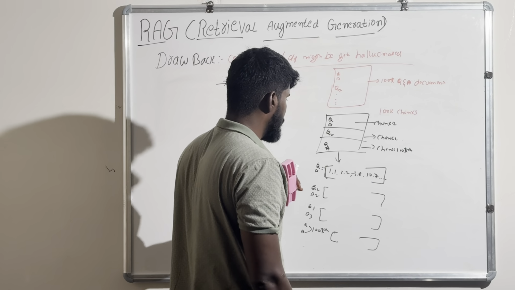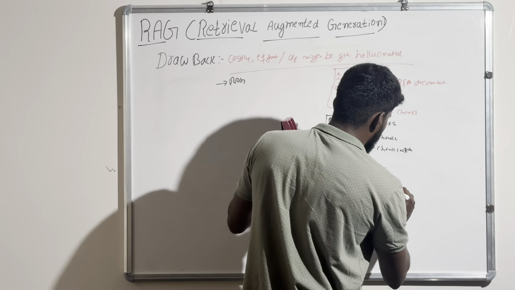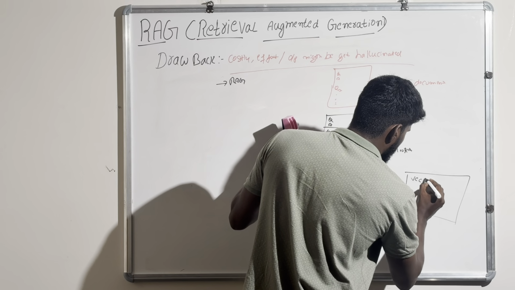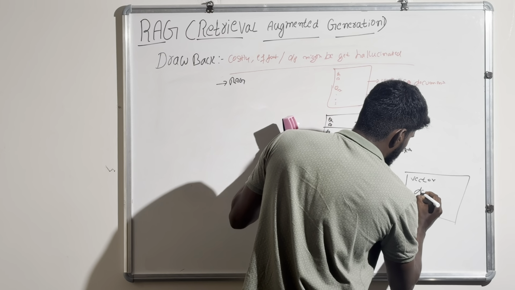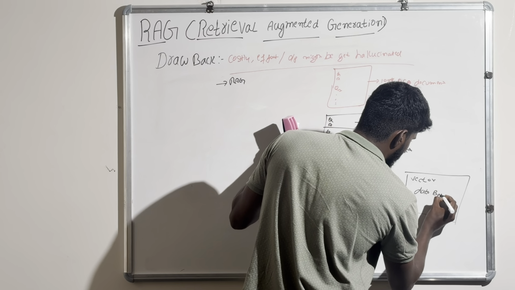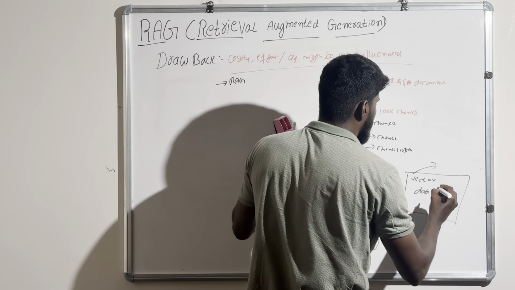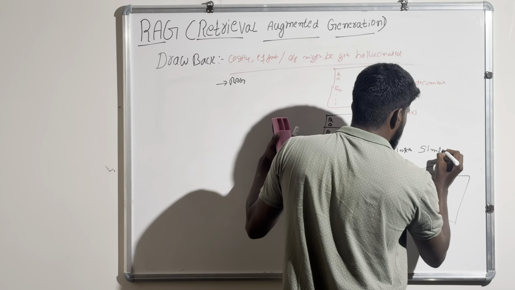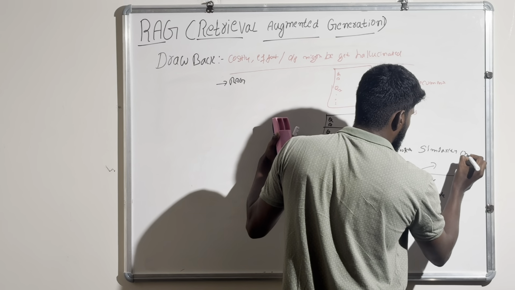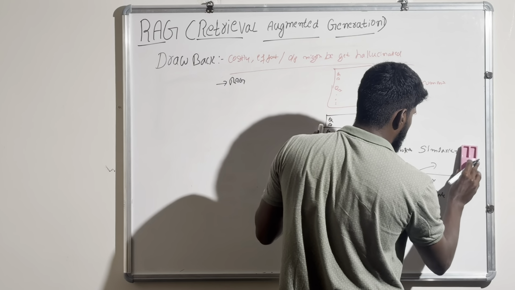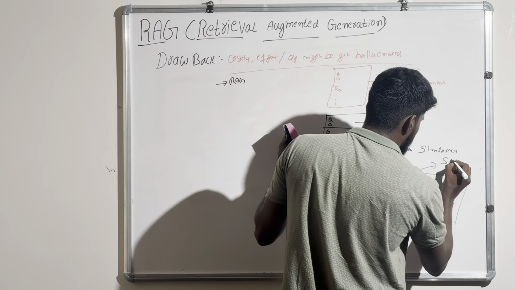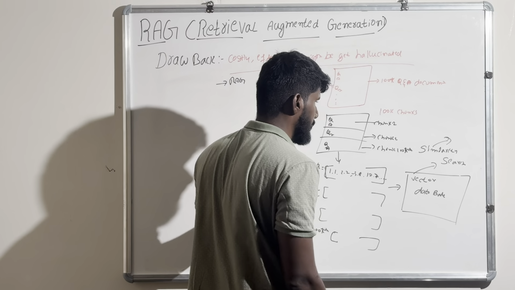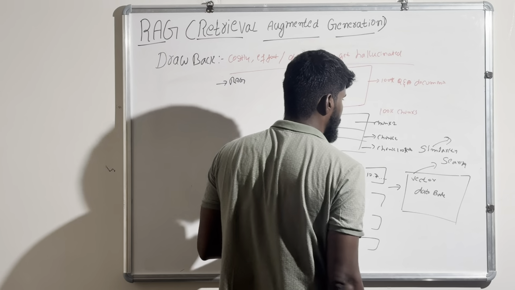Once we convert this data into embeddings, we have to store this data into a vector database. Why in a vector database? It helps us to do similarity search. I will explain where this similarity search will come. It will help us to do the similarity search.